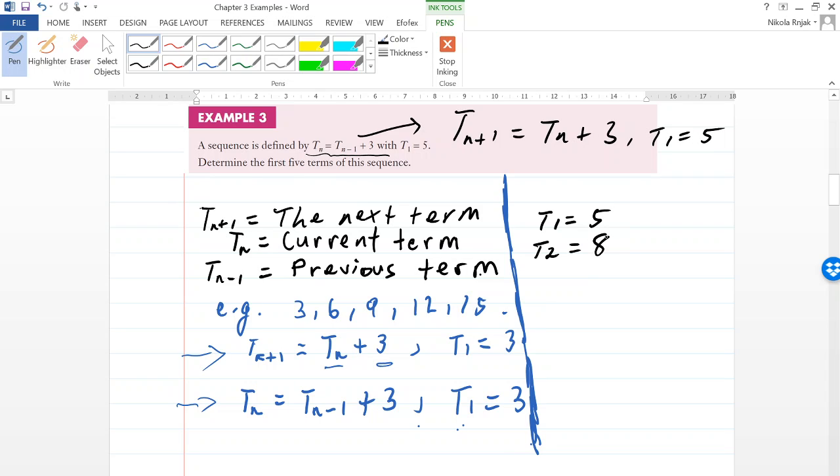So this would be 8. This would be 11 if you add 3. Term 4 would be 14. Term 5 would be 17. And that's it. Those are the first 5 terms of the sequence. That's all it is. 5, 8, 11, 14, 17. So you really need to get used to this notation and how it's expressed. Okay, example 4.